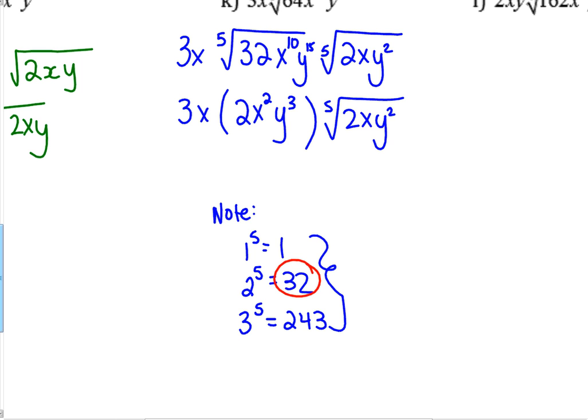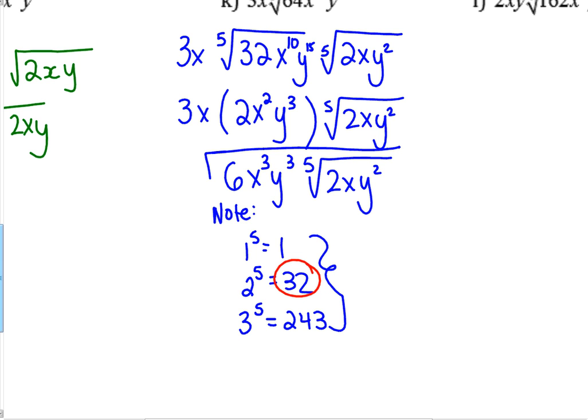We can do one more thing. Multiply it with the 3x. So it gives us 6x cubed y cubed, fifth root of 2xy squared. Isn't this fun? I don't get out much these days.